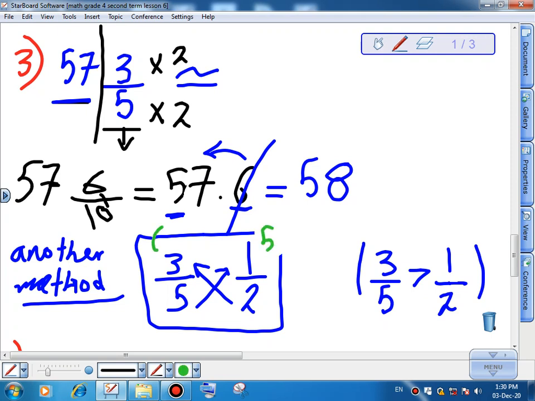2 times 3 equal to 6. 6 is greater than 5. So 3/5 is greater than the half. It will be a strong number. It will add 1 to the units. It will be 58. This is the simplest form to solve approximating to the nearest unit.